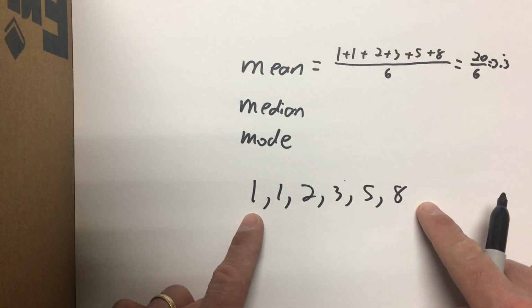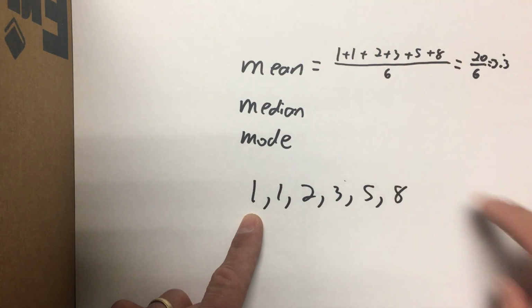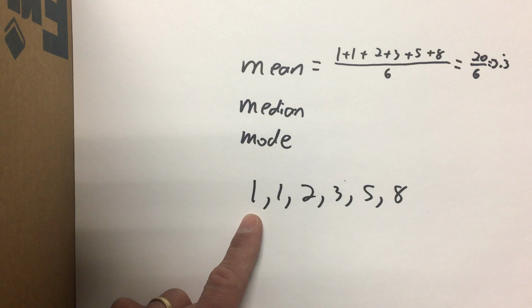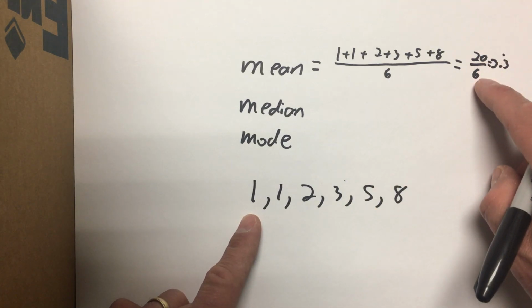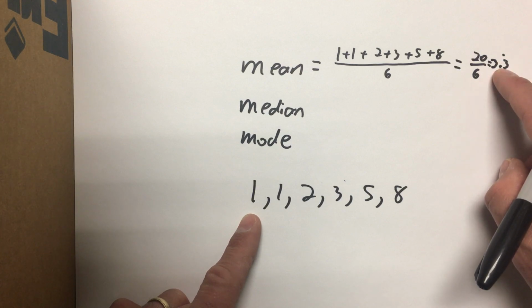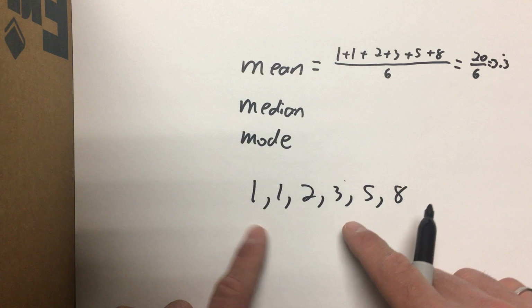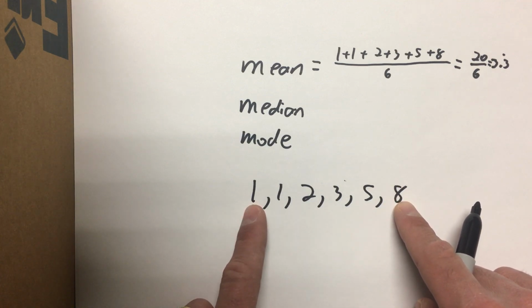So the mean of all these numbers is what you get when you add them all together and divide by the number of numbers. We add these numbers together, we get 20. There are 6 numbers. The mean is 20 divided by 6, which is 3.3. Notice the mean is quite a bit lower than the top number, quite a bit higher than the bottom number.